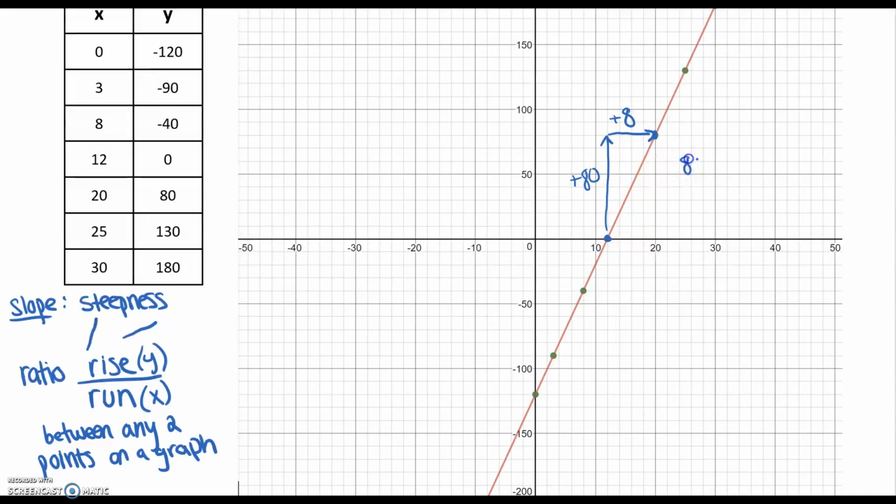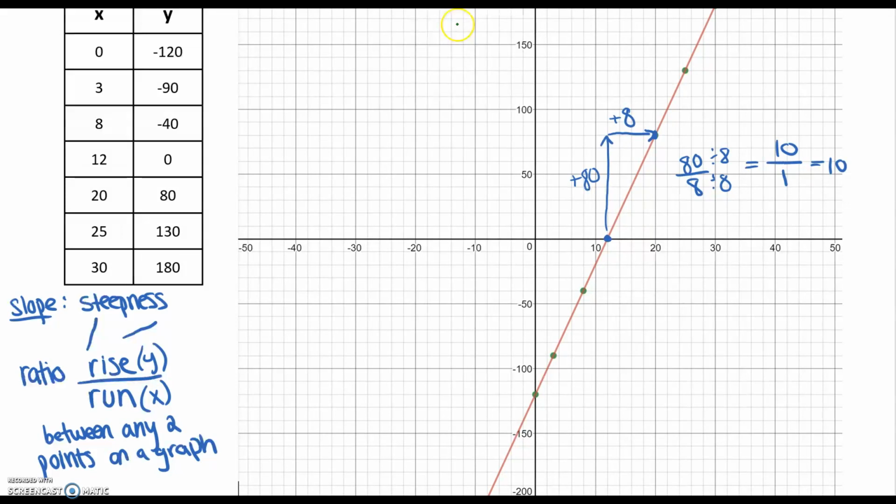So at the end of the day, we want to write that as a ratio, rise over run. So our slope is 80 over 8, although that can be simplified because both of these are divisible by 8. 80 divided by 8 is 10. 8 divided by 8 is 1. So our slope then is 10 over 1, which is the same thing as just saying 10.